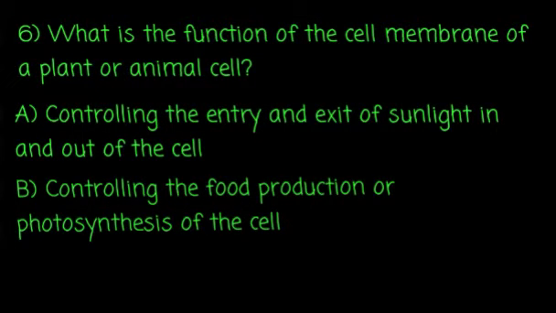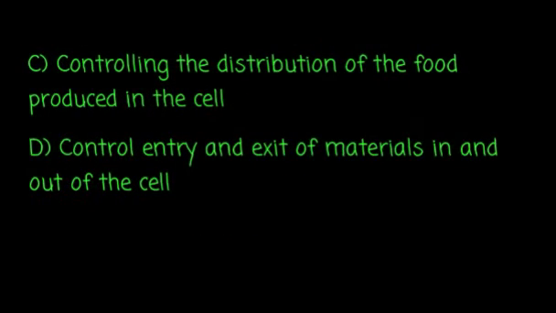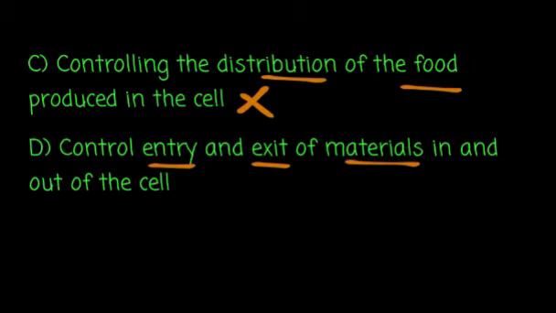What is the function of the cell membrane of a plant cell or animal cell? Controlling the entry and exit of sunlight. Not sunlight, but substances. Controlling the food production or photosynthesis. Not about photosynthesis. Controlling the distribution of food produced in the cell. Also not. Entry and exit of materials in and out of the cell. Since it is selectively permeable, it controls the materials entering and leaving, not sunlight. So our answer is D.